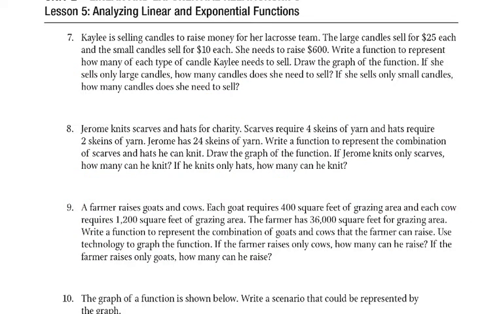Jerome knits scarves and hats for charity. Scarves require 4 skeins of yarn, and hats require 2 skeins. A skein is like when you go to the fabric store and you have the yarn, and it's got the little label here, and there's all your yarn. That's a skein. Jerome has 24 skeins of yarn. Write a function to represent the combination of scarves and hats he can knit. Draw the graph of the function. So same idea, so we treat it the same. Scarves require 4. So let's say X is for scarves. So Y would be hats.